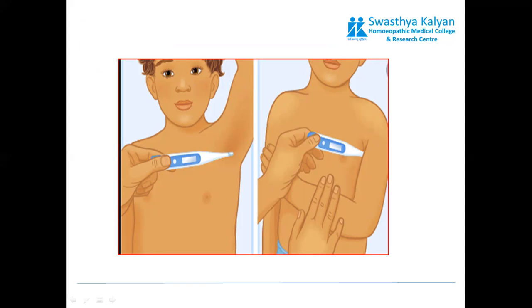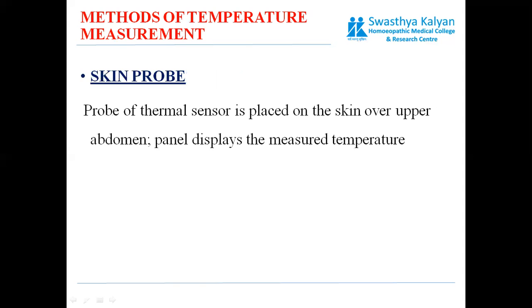The next method, the second method, is skin probe. In the skin probe method, the probe of the thermal sensor is placed on the skin over the upper abdomen, and there's a panel which displays the measured temperature. Now this is continuous monitoring. It is not intermittent measurement, it is continuous monitoring of the body temperature.